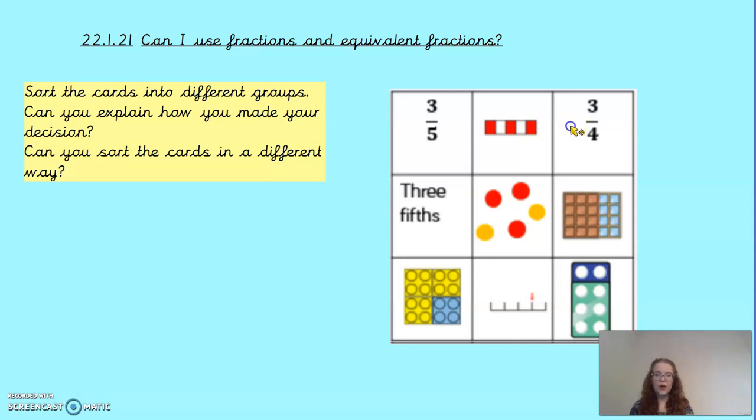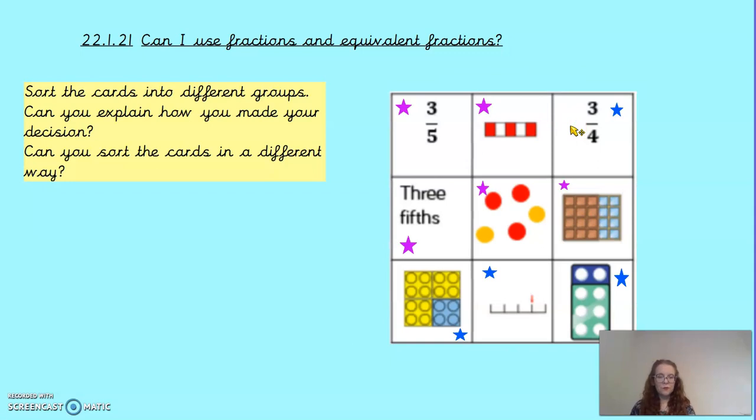Okay, let's have a look at how I grouped them. Here we go. I've used stars because I do like a star. And I've grouped them into purple and blue. And the way I decided to do it was I looked at all of these representations and I thought, oh, well, here I've got 5 things overall, and I've got 3 coloured in. So that means 3 out of 5 are coloured in. And I had the same here. I've got 5 counters, and 3 of them are red. And so I thought, oh, that's 3 red counters out of 5 overall.